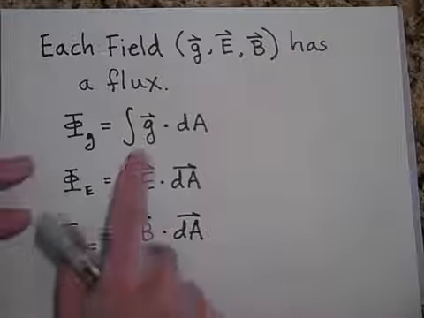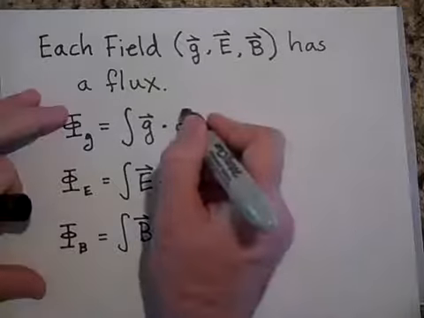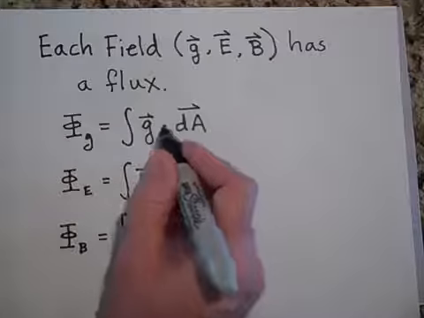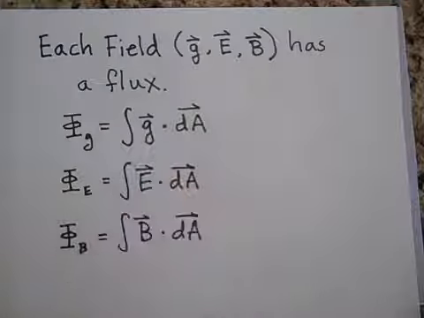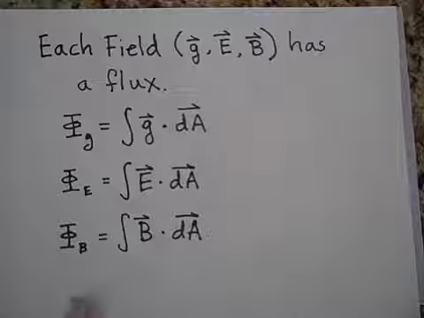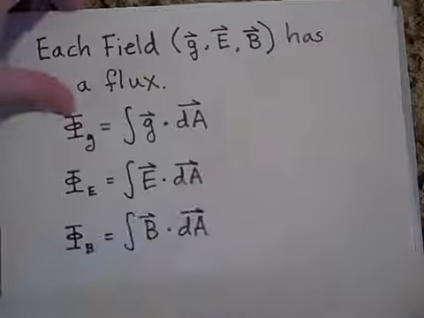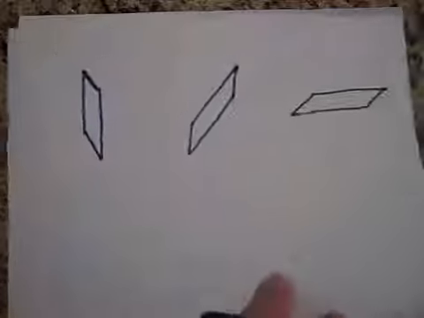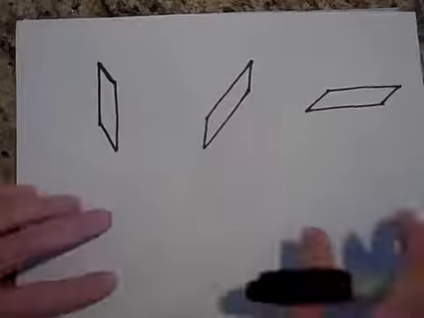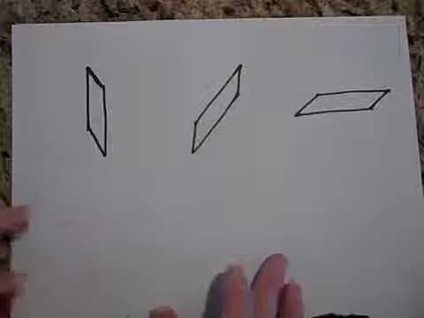But do you see how similar the formulas are? Each one is just the integral of the field dot dA. Okay, that's a dot product. And so let's take a look at the flux through a surface. That's what you're really calculating, the flux through a surface.